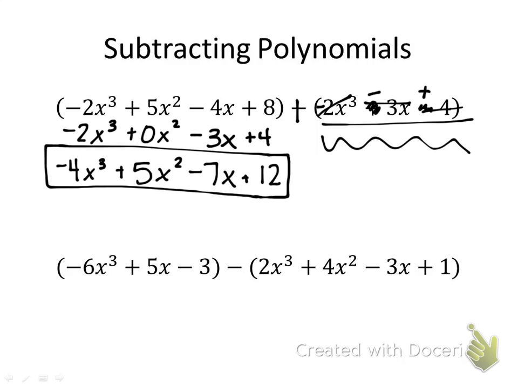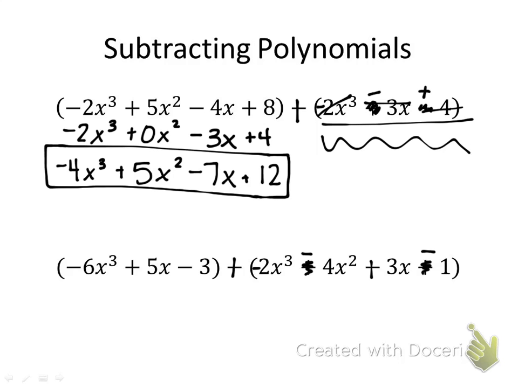So everything after the minus sign gets changed. 2x cubed becomes negative 2x cubed. 4x squared becomes negative 4x squared. Negative 3x becomes positive 3x. And positive 1 becomes negative 1. What type of problem do I have now? Addition. So I just make it an addition problem. Okay? Now, let's line up like terms.